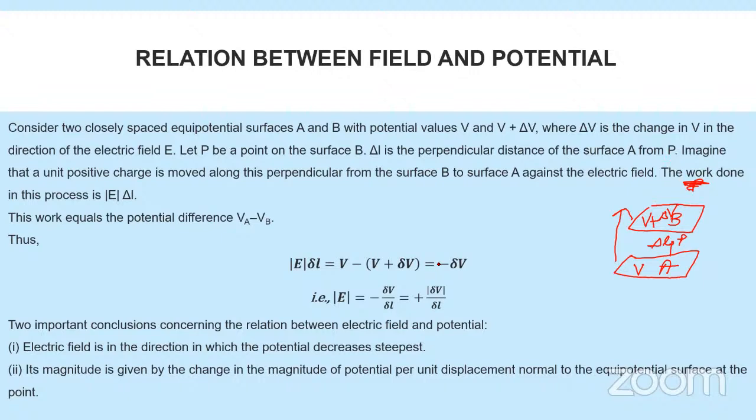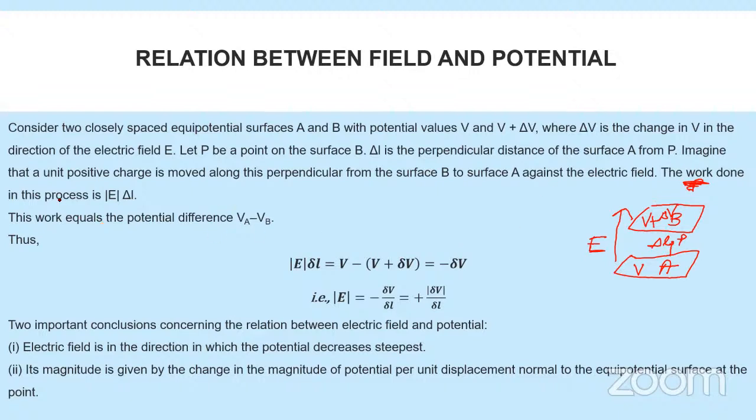Now suppose we are moving one unit positive charge along the perpendicular line that is drawn from surface B to surface A. The electric field is going from surface A to B, in this direction, but we are moving the charge from B to A, against the electric field. So there is going to be work done in this process. The work done is going to be the product of the electric field and del L, that is the distance that it is traveling.